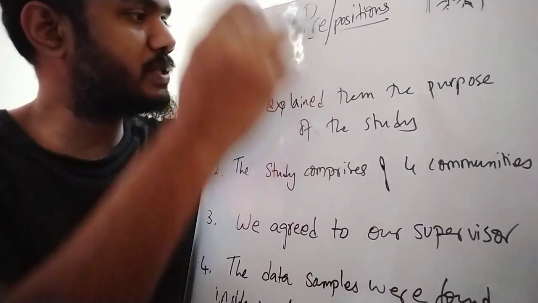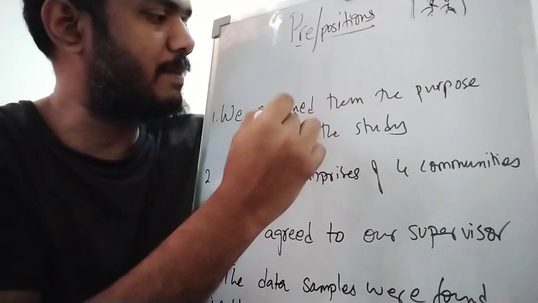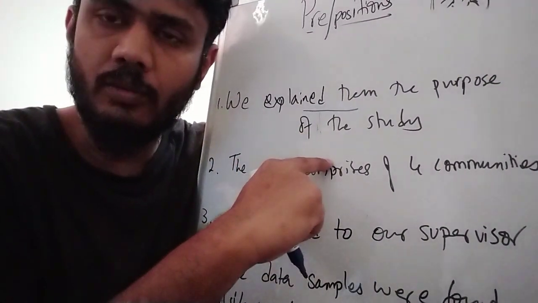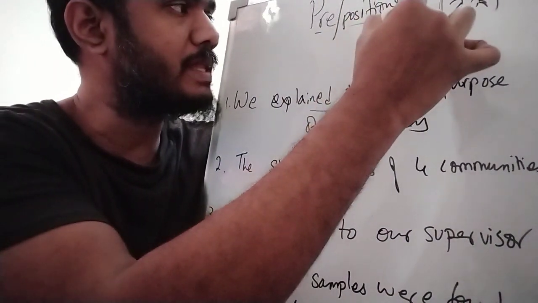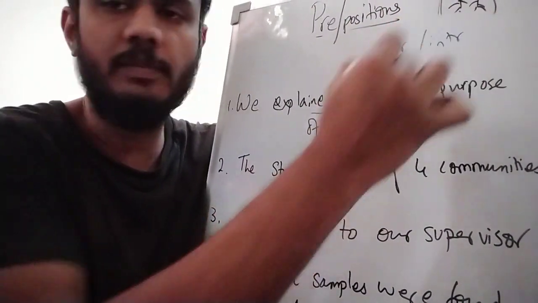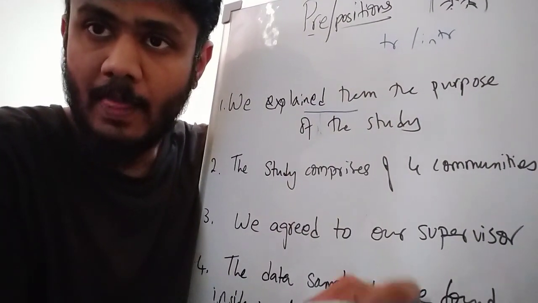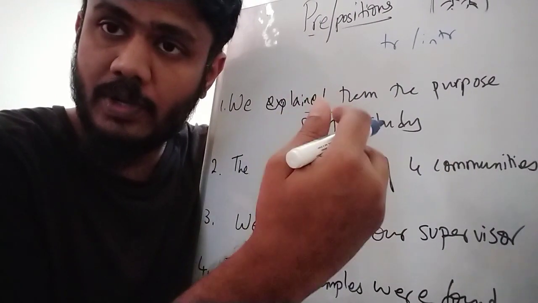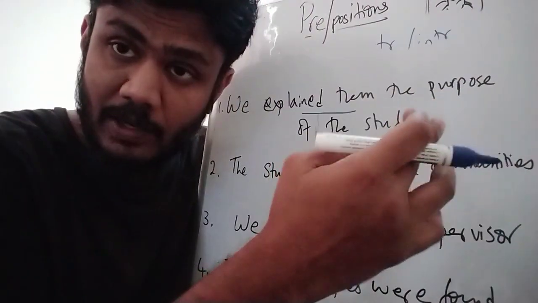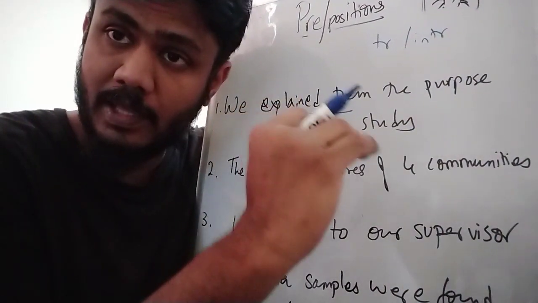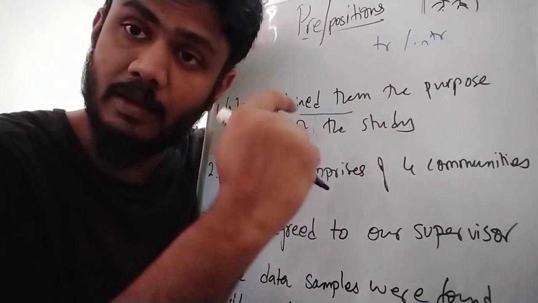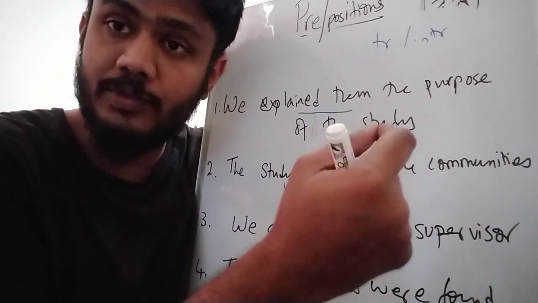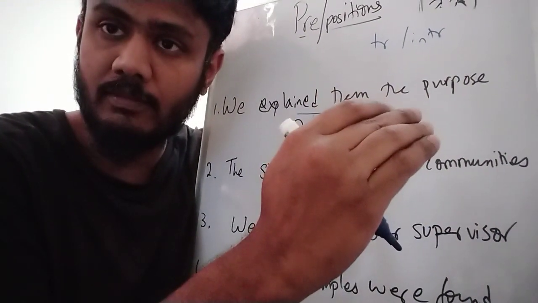Okay, first one is: we explained them, the purpose of the study. Remember, we talked about transitive and intransitive verbs in class, right? Transitive verbs are verbs that can directly take objects. Intransitive verbs cannot take objects directly, so they either exist by themselves, or if you have to take an object, they need a preposition in between, right? So if you use a verb transitively, that becomes an error, right?